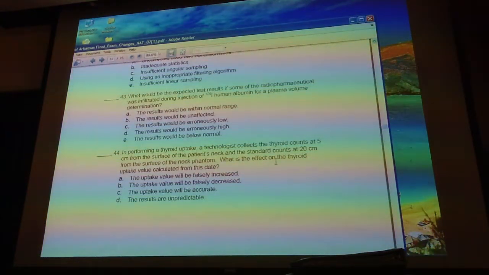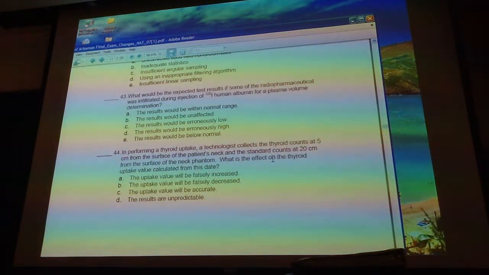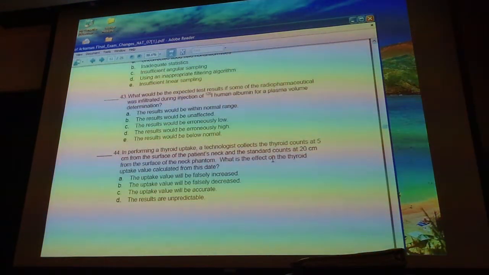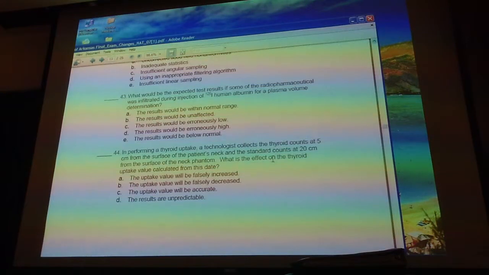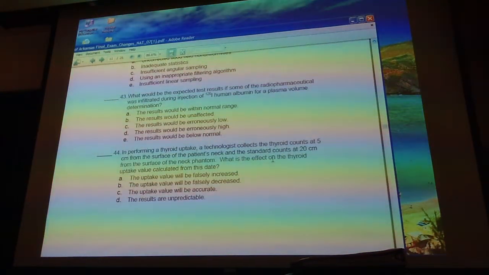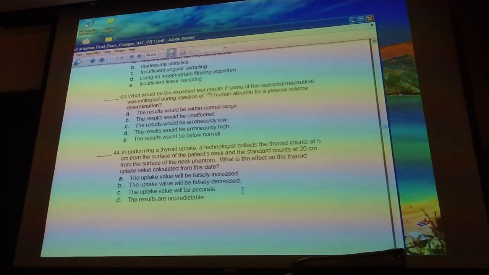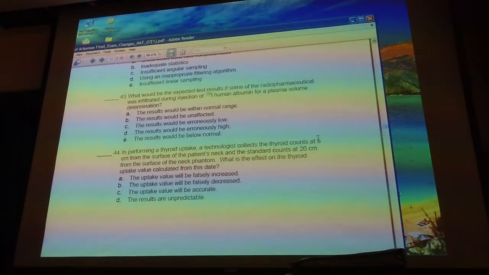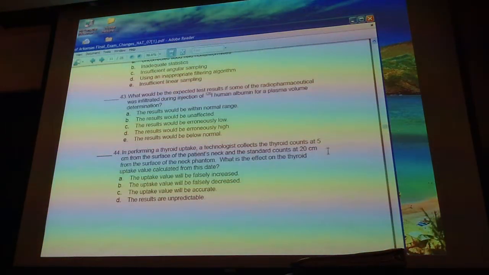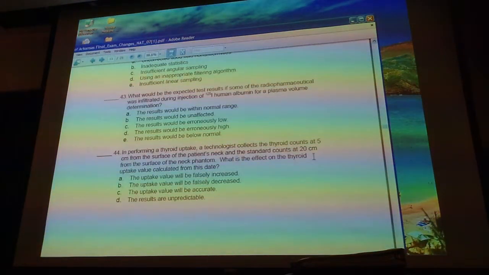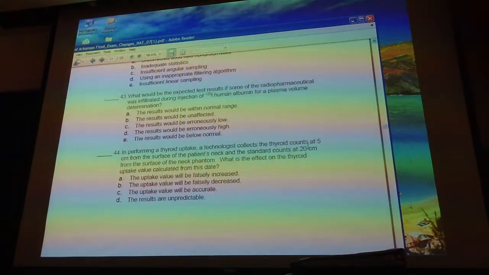Okay, what's going to be the effect? Why would it be increased? Well, it's closer, so it's collecting more counts than the geometry was wrong. So there's going to be more counts at that distance from the thyroid. Yeah. Remember the inverse square law. The closer you are to a radiation source, the higher the intensity. So it's going to be higher here, and then it's going to be how much?